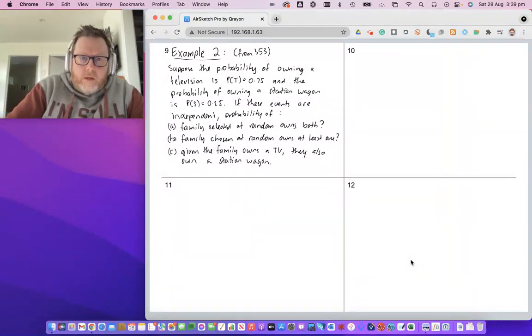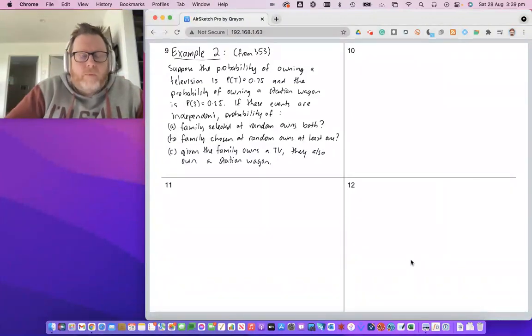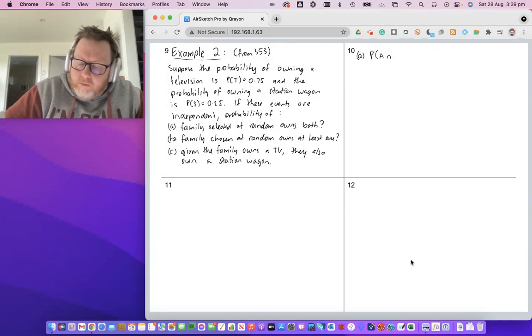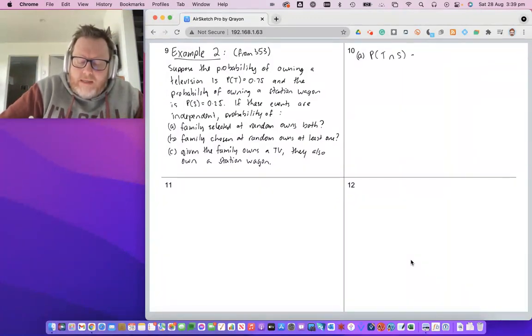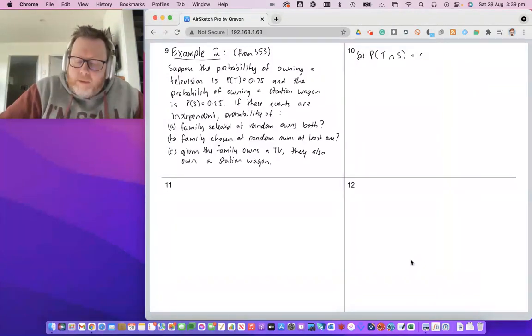So part A is, what's the probability that the randomly selected family owns both? Well, we would start off by saying owns both means that the probability of T and S, or T intersect S, is equal to... We're told they're independent events, and so I'll do it a bit slower, it is the probability of T multiplied by the probability of S. So there's my two probabilities multiplied together because they're independent events.